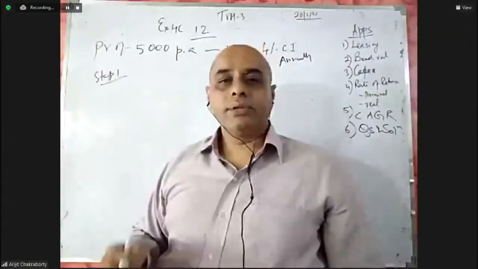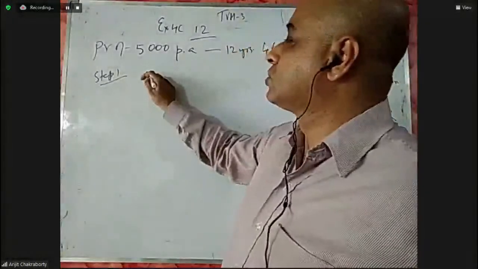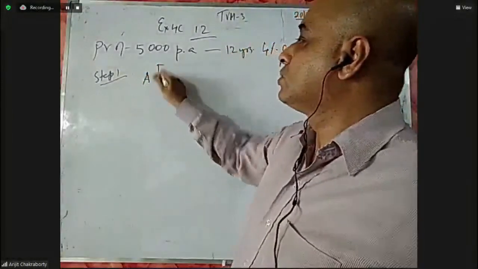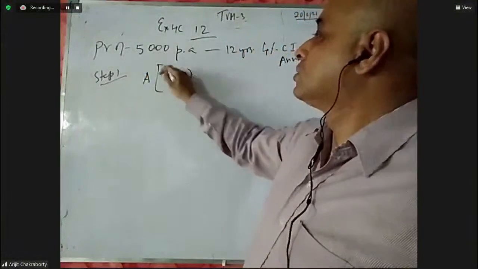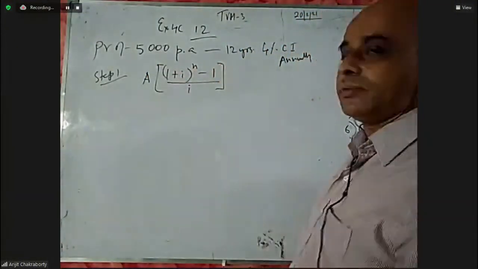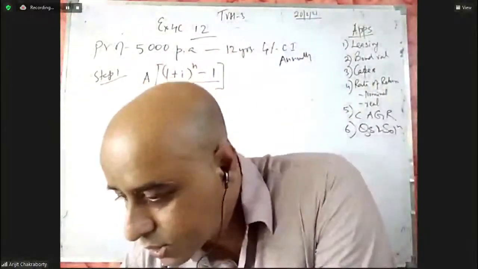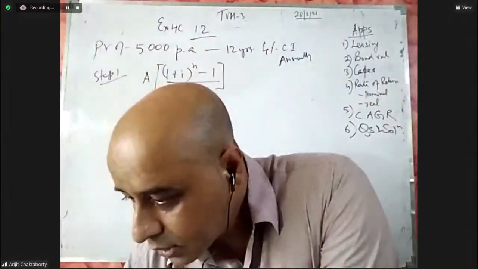So annuity regular. Now you know the formula for annuity regular. This is equal to A into (1 plus I to the power n minus 1) by I. This is the formula. So let us put the values and see what we get.